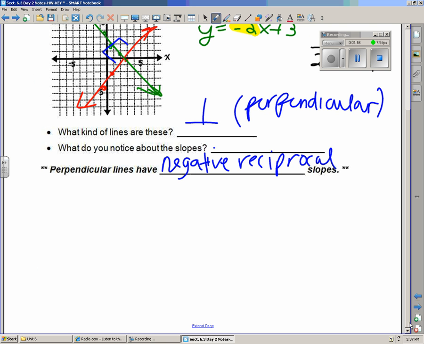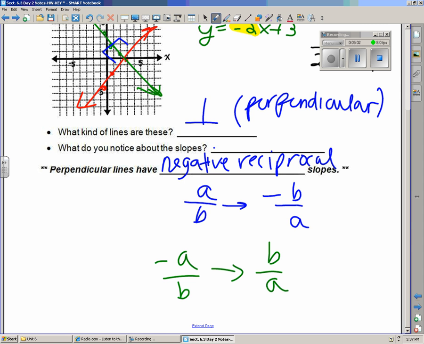And again, an example of how to know whether something's a negative reciprocal slope or not. Negative reciprocals would look like this. If you had a fraction that was a over b, the negative reciprocal is negative b over a. Or maybe you started out with a fraction that was negative to begin with. Maybe your fraction was negative a over b. Your negative reciprocal will be positive b over a. So you've got to actually change the fraction to make it its reciprocal, and you've got to negate whatever sign you started out with.